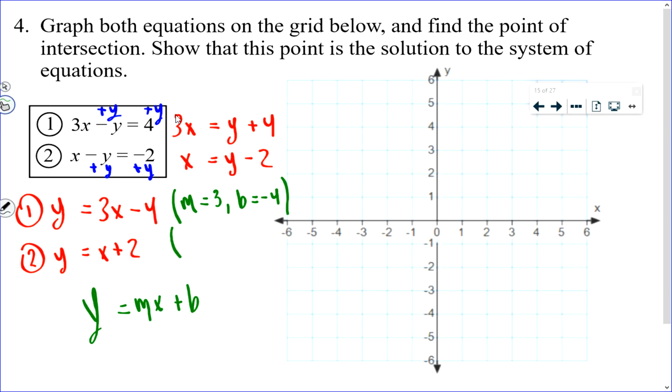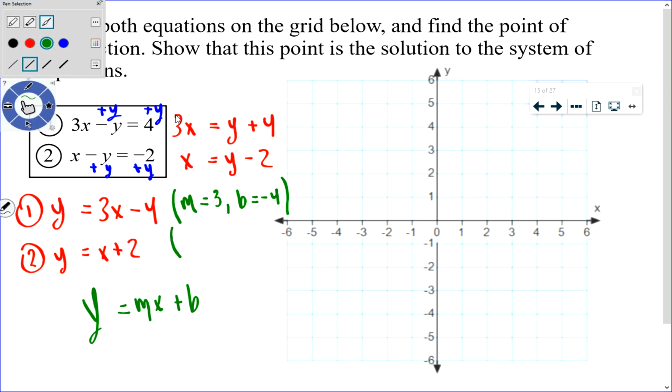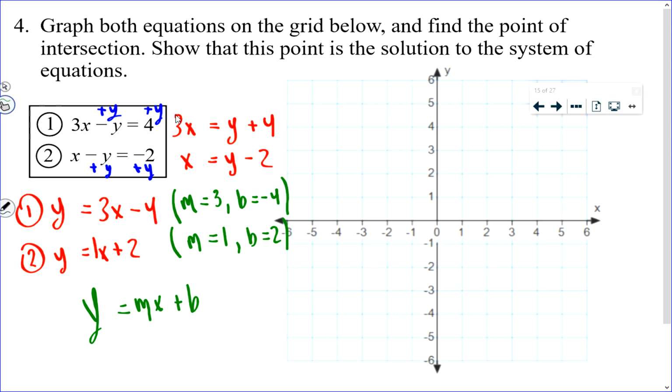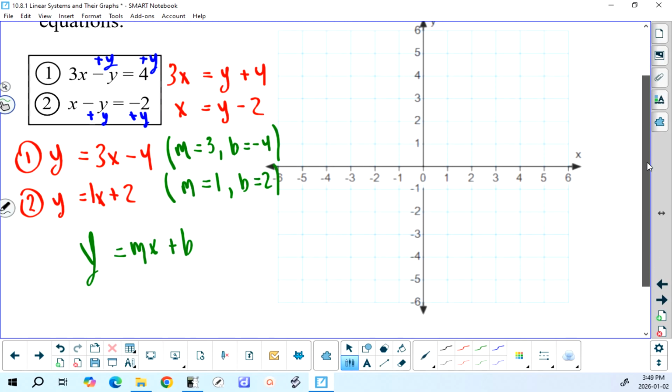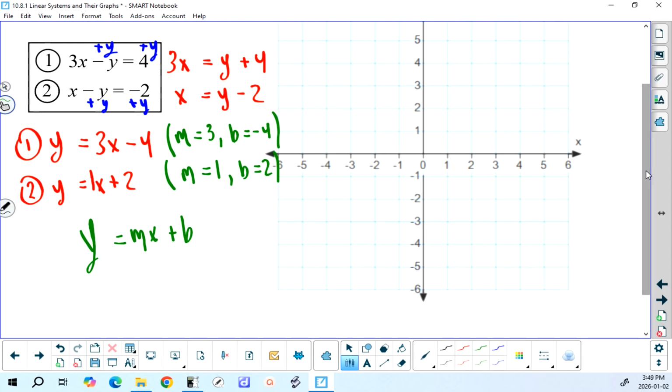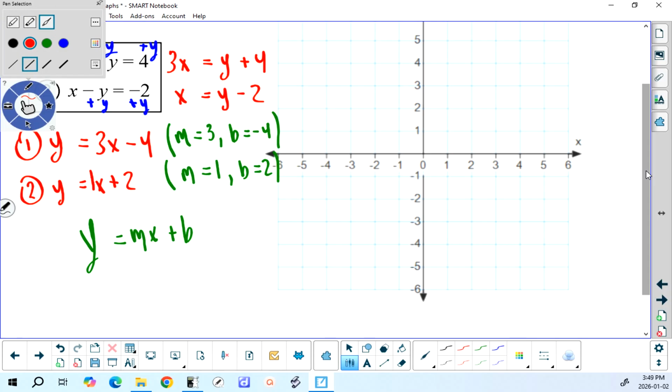For equation 2, the coefficient of x is the number 1, which means the slope of equation 2 is 1, and the y-intercept is 2. So to graph these is really pretty simple. As I said, you're going to need a ruler. Starting off with equation 1, I'm going to plot the point on the y-axis of -4. This is the y-intercept.